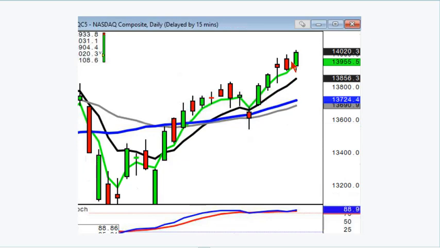So how do we make our analysis on the market trend if the Dow is trading lower and the NASDAQ is trading higher?